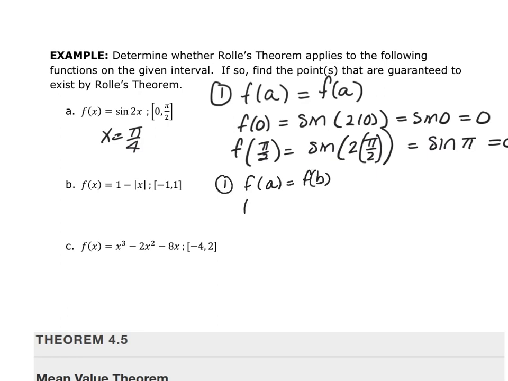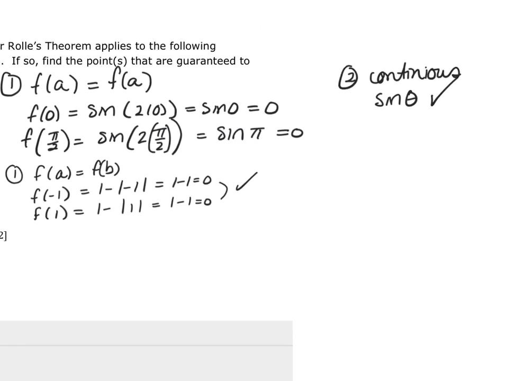So I put in -1 into my function. So 1 minus the absolute value of -1. So this is going to give me 1 minus 1, which is 0. And I'm going to do f of 1. So I have 1 minus the absolute value of 1, which is 1 minus 1, which is 0. So these two are equal, so that part is satisfied.